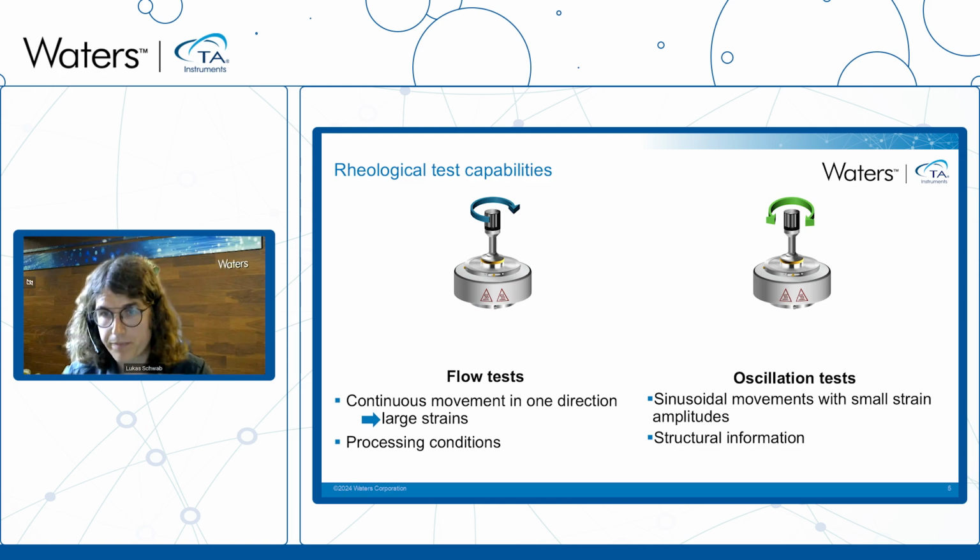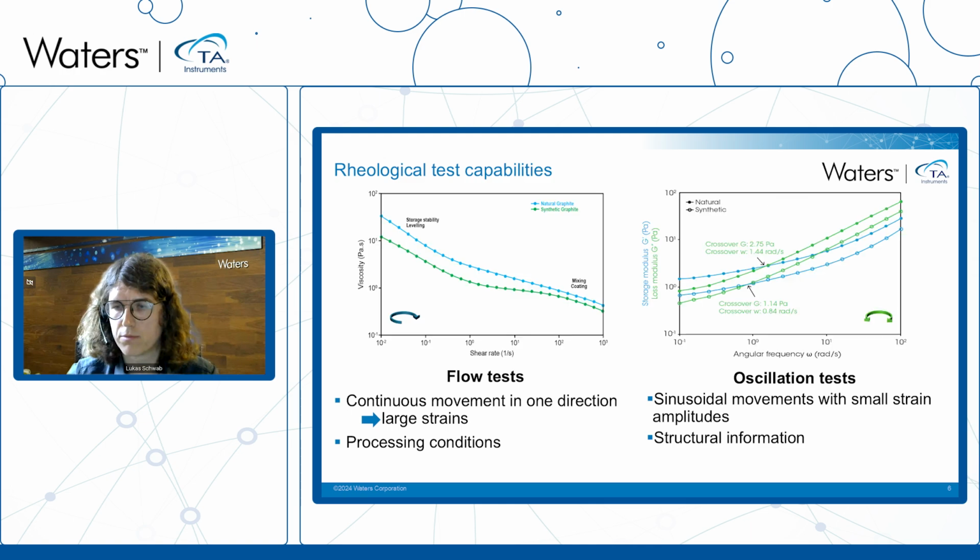On the other hand, we have oscillation tests, where we apply only very small movements, which are typically not even visible with the eye, and they are not in one direction, but back and forth. So we do sinusoidal movements to the left and to the right at a certain frequency, and with very small amplitudes, and by that we get more structural information about the equilibrium structure of our sample.